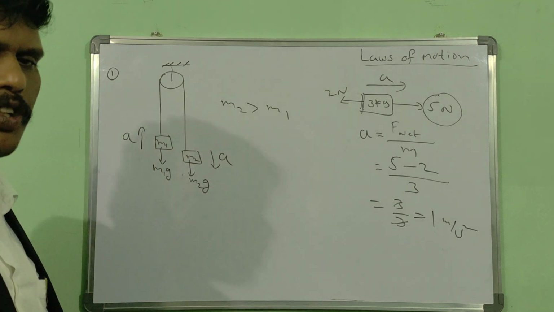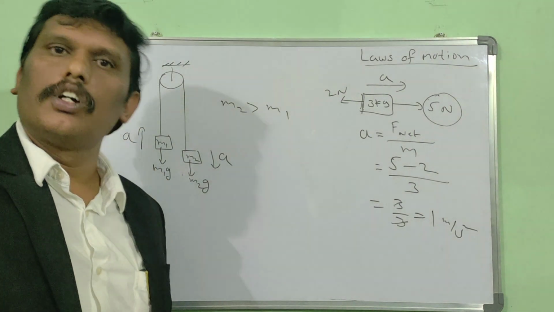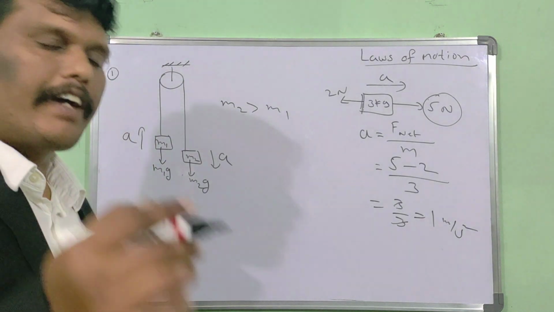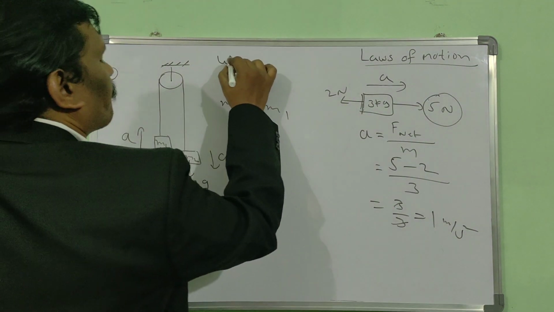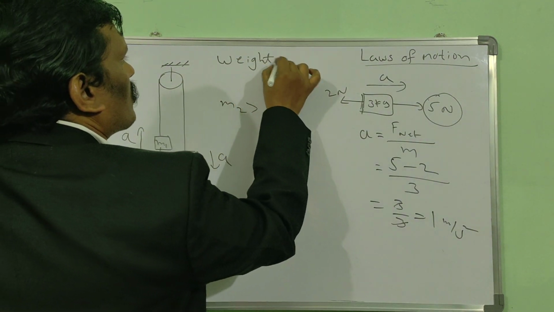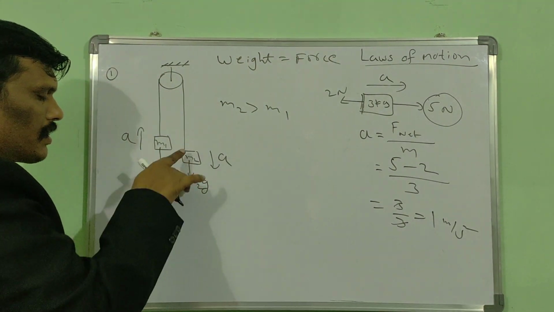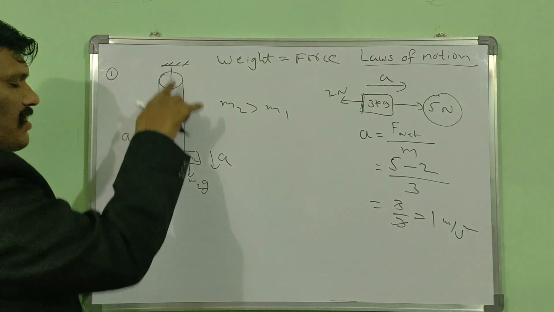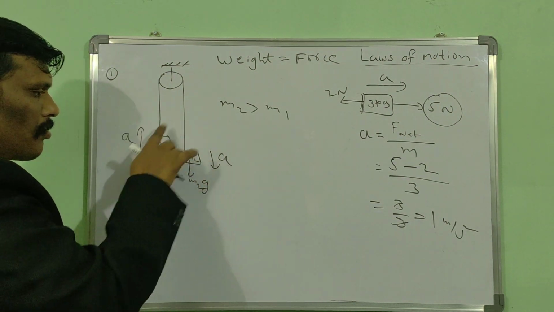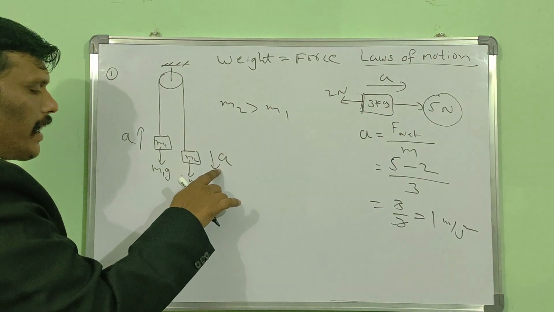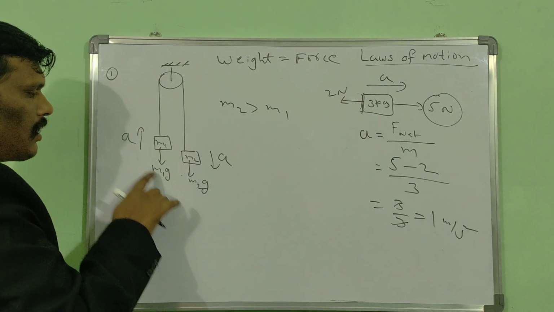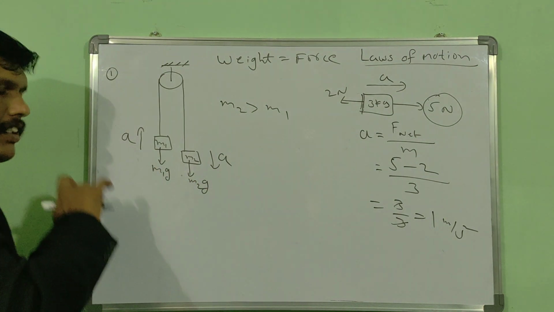Because M1G and M2G are weights, and weight is also a force. Here the weight force is acting in the direction of acceleration. Consider the system acceleration: on the system, one weight is acting in the direction of acceleration, and one weight is acting opposite to the acceleration of the system.